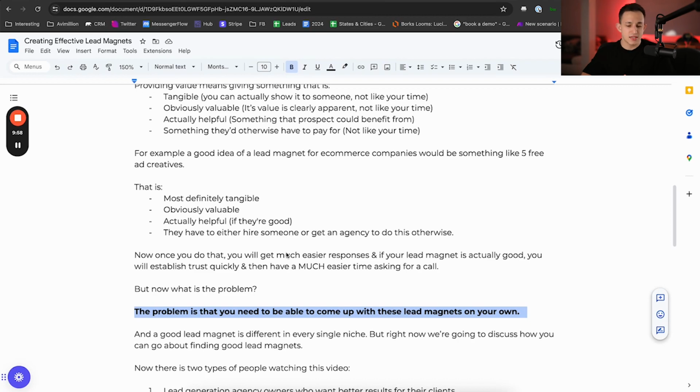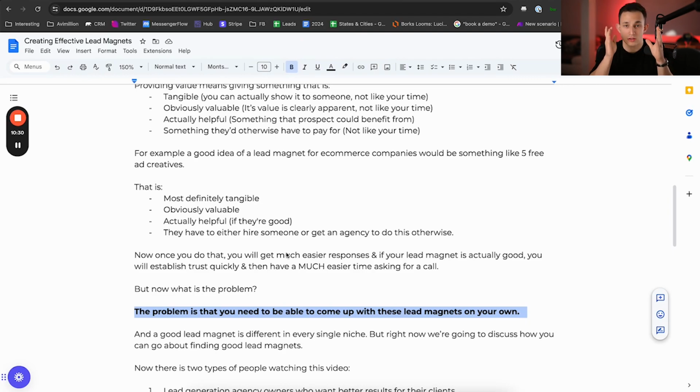Now, I just gave you an example in e-com. Now, e-com is an entirely different thing, right? Then we have companies which are, for example, in the medical tech industry. As you can imagine, companies in the medical tech industry are entirely different from e-commerce companies. They are just like extremely different. And you need to be able to come up with these different lead magnets in order to effectively become an agency.